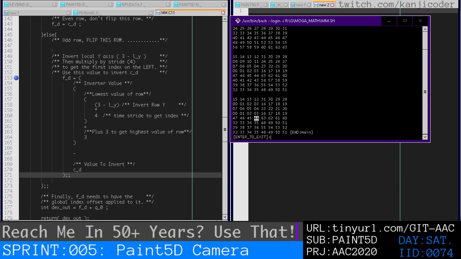16, 23, so we're close. But at the top we're not correct. It's like we did it correct for everything else, except for some reason this is not correct. 32, 39, 32, 47. So it's correct for this block, but then these top blocks are like, huh, nope. So I don't know what's wrong here.